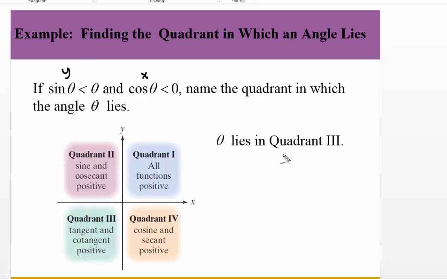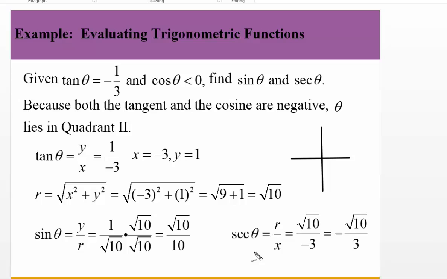So you'll see some more of these type of problems in your homework, I'm sure. Let's take an example here. Given the tangent of theta is negative 1/3 and the cosine of theta is negative, find the sine of theta and the secant of theta. Now, when you think about it, if the cosine, or the x, is less than 0, or negative, we must be in quadrant 2 or 3. But since the tangent is negative, we have to be in quadrant 2. So always know where you're at. I always like to draw a picture when I do these in class. I'm going to draw one here for you.